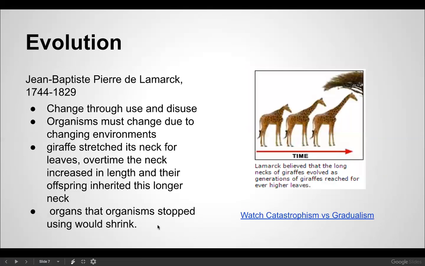Lamarck was another individual who was influential in Darwin's theories. He said change occurs through use and disuse. Organisms must change due to changing environments. A giraffe stretched its neck for leaves. Over time, the neck increased in length, and their offspring inherited this longer neck, and they could grab food higher and higher up in the tree. And then we had organs that stopped being used would shrink, for example, like our appendix.